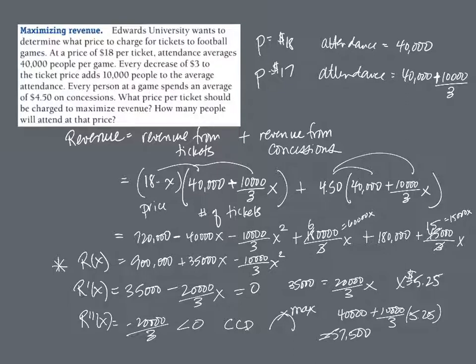Okay. So the price per ticket is, this is our reduction, the $5.25. So 18 minus 5.25 would be $12.75. So that would be our attendance, and that would be the ticket price we would want to set it at.